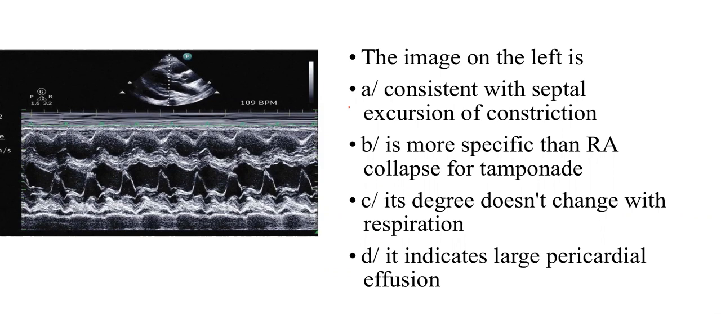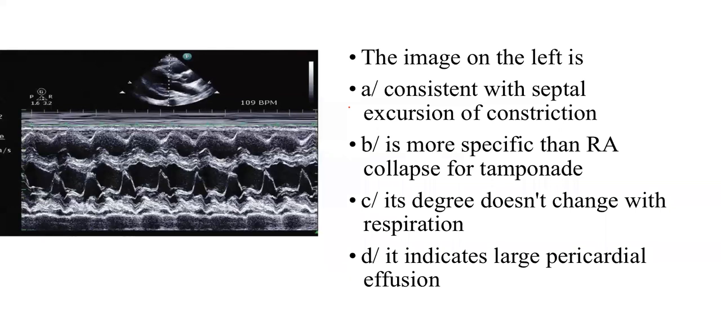Large cardiac effusion. B is more specific than RA collapse for tamponade. Yes. B. Very good. Exactly. As to D, you can take it with a pinch of salt because the more effusion you have, the more likelihood of tamponade. But that relationship is not linear because sometimes you can get tamponade with a small effusion. It depends on the tempo, the rate of accumulation, right? So it's not always so. So D is out because of that.